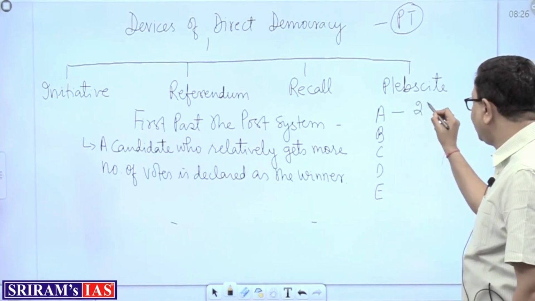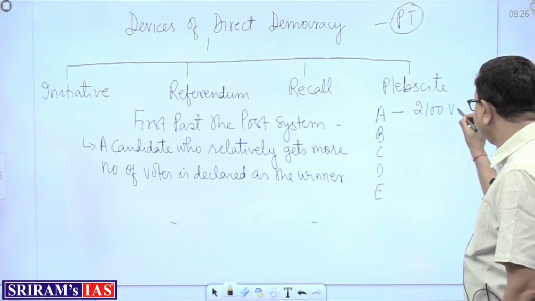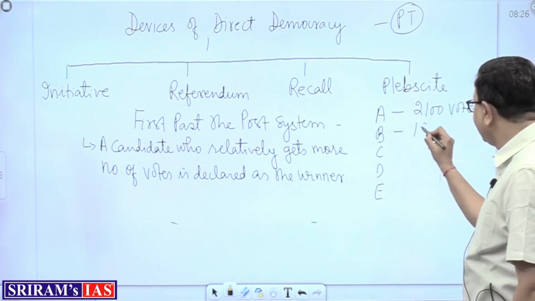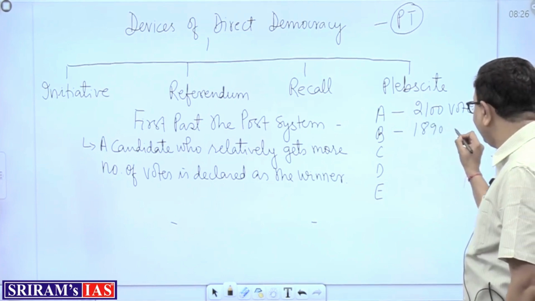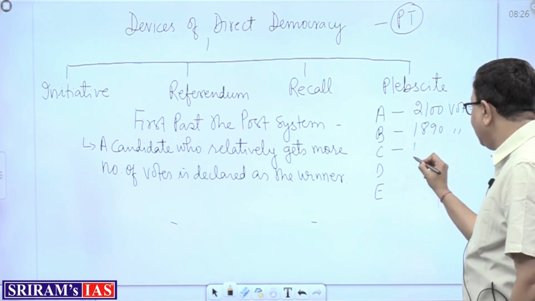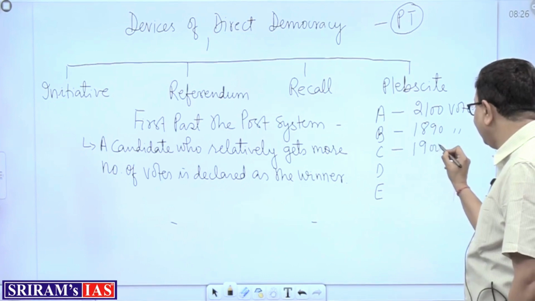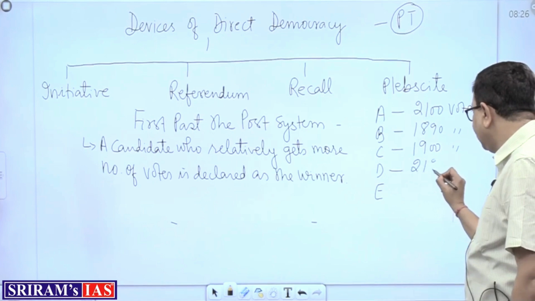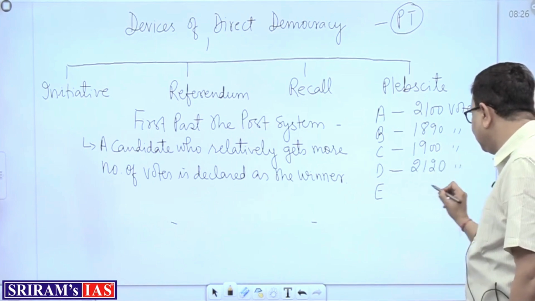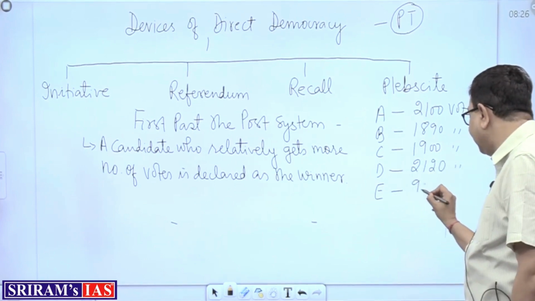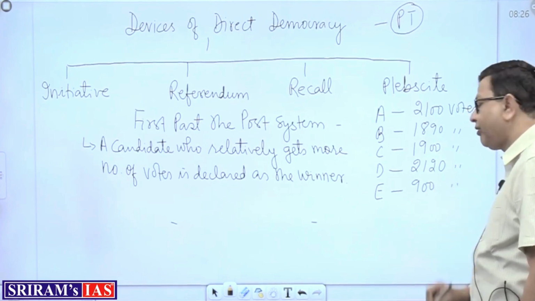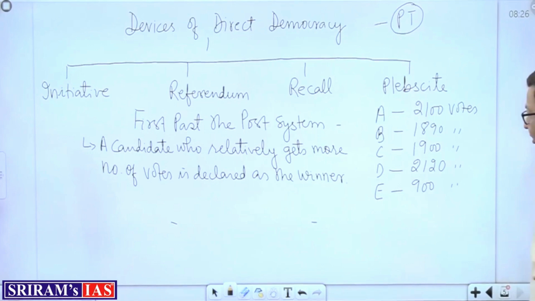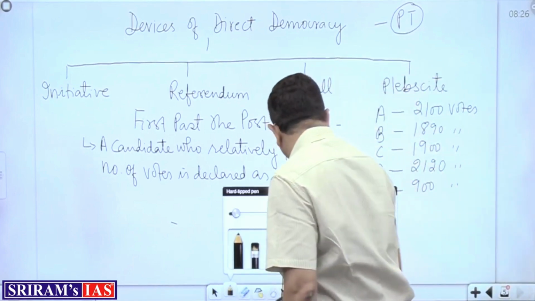A suppose has got 2100 votes, B gets 1890 votes, C gets 1900 votes, D gets 2120 votes and E gets 900 votes. Who will be the winner here? D is the winner here.